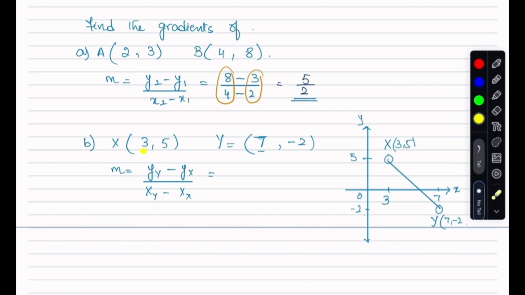From here, I know that x is increasing from 3 till 7, and the y value is decreasing from 5 to -2. So x increasing, y decreasing. I know from the given points that the gradient has to be negative. So let's substitute the values and see if it comes out to be negative. It's -2 minus 5 divided by 7 minus 3, which gives me -7 divided by 4. So this is the gradient of the line XY.